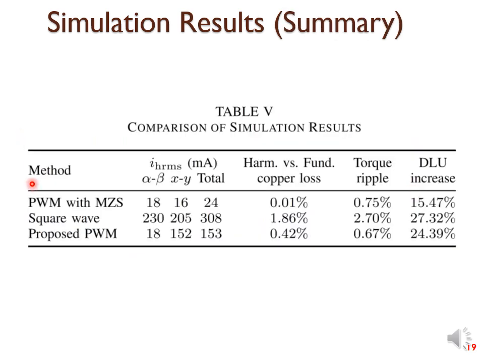So in this table we compare the main figures of merit of the simulation results, where we can see that square wave and the proposed PWM have larger current harmonics than the conventional PWM, but the harmonic losses are almost negligible with respect to the fundamental one, thanks to the attenuation provided by the XY filter. In addition, the proposal manages to avoid the torque ripple of the square wave, having a torque ripple similar to the conventional one, but the DC-link utilization is increased very much with respect to conventional, and it's almost as high as for a square wave, but without its torque ripple.